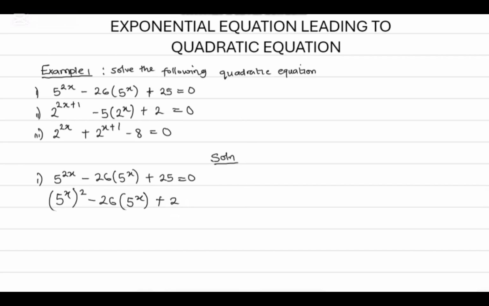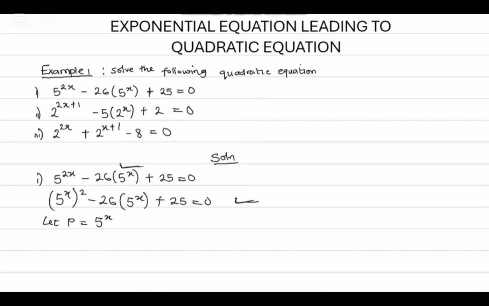Now, why did I do this? It is because I could see 5 raised to power x in the first equation, and I want that index to come out in the entire equation. So I want it to be common in the entire equation. Now I can say let p be equal to 5 raised to power x.